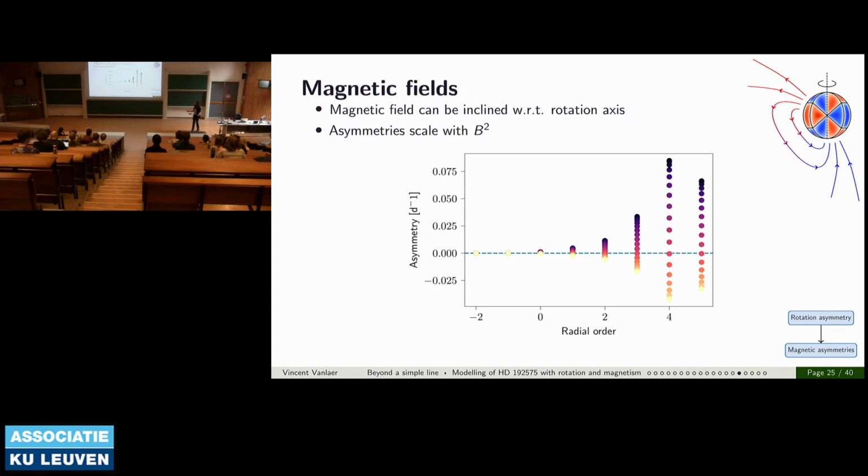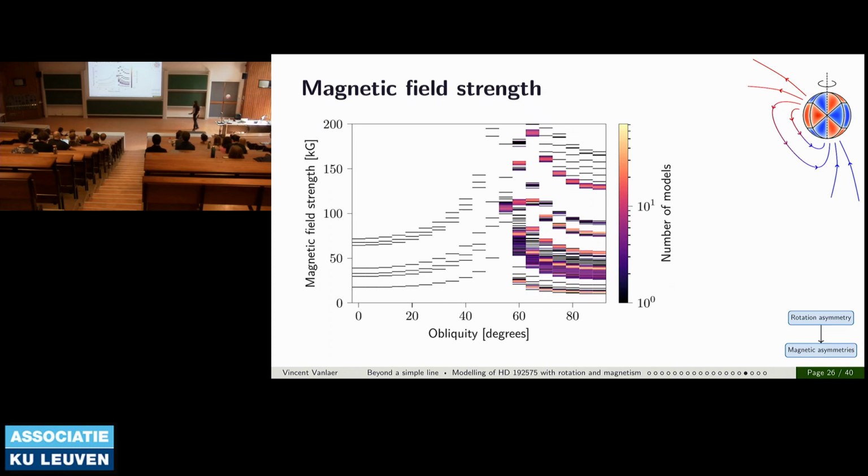And for example, you can see the effect on these P modes is much stronger than the effect on the G modes. And if we have a positive asymmetry, then we're dealing with a field that is slightly inclined with regards to the rotation axis. If we have a negative asymmetry, then our field is strongly inclined with regards to the rotation axis. And this can then be fitted to your observations to get out a magnetic field strength. That's what is shown in this plot.